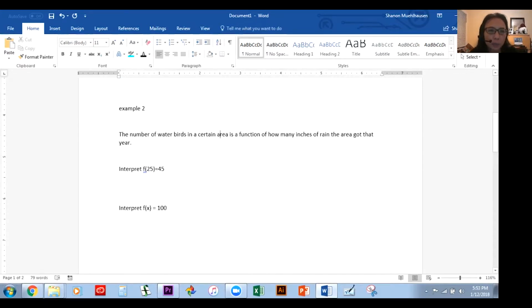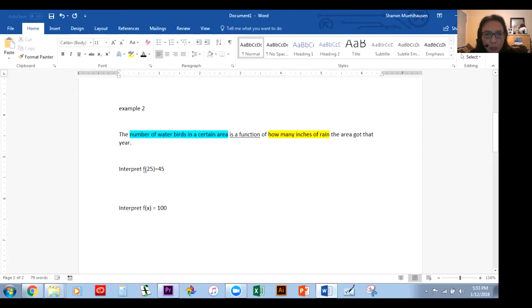Let's look at another example. The number of water birds in a certain area is a function of how many inches of rain the area got that year. What this is saying is the number of water birds is a function of how many inches of rain. What that means is that this is decided by this. Water birds depends on rain.